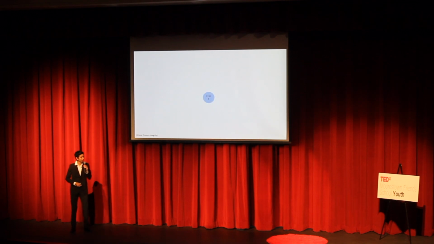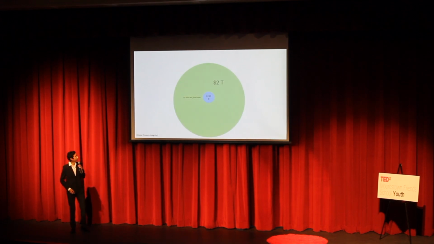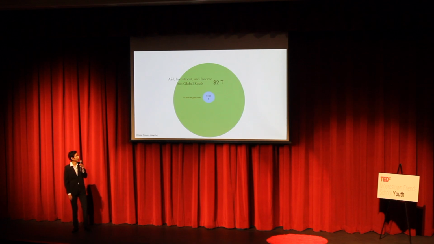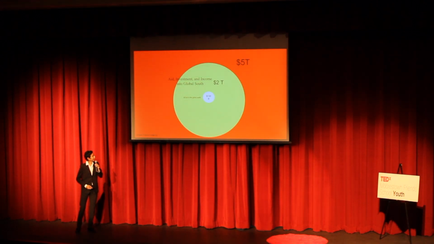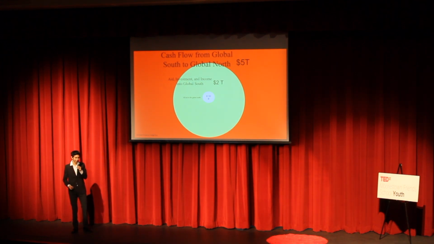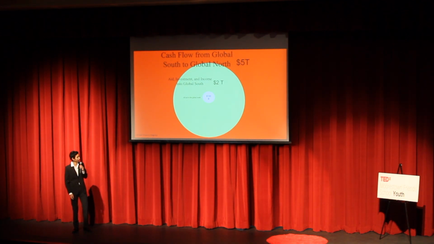This blue circle represents all aid the global north has provided to the global south, and this is in the form of care packages, et cetera. It is around $130 billion per year. The total net inflow of all wealth into the global south from the global north is around 2 trillion, seen in this green circle, and this includes aid, investment, and income and GDP. This red circle, which goes off the slide, represents cash flow from the global south to the global north, and there's a very clear difference here. Almost $3 trillion goes from the global south to the global north.